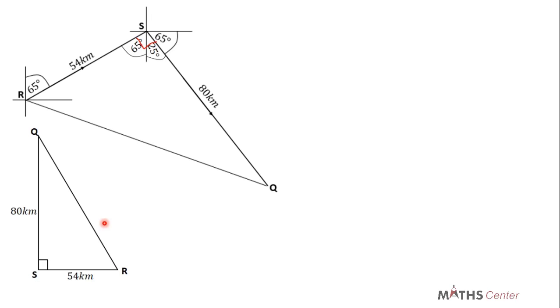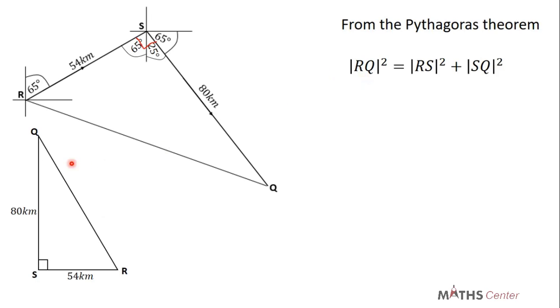In the video on trigonometry, we explained the Pythagoras theorem. We are going to use the knowledge that we got from the Pythagoras theorem under trigonometry to solve this question. We know from the Pythagoras theorem that the square of the hypotenuse, or the longest side, is equal to the sum of the squares of the other two sides. So what this means is that in this triangle here, the square of the longest side, which is RQ, the line that we are interested in, is equal to the sum of the squares of the other two sides.